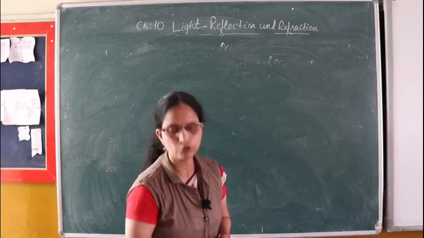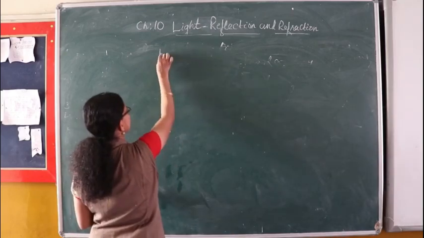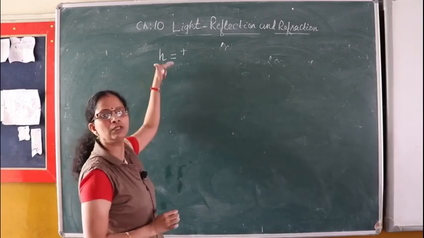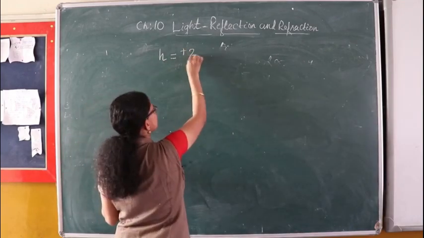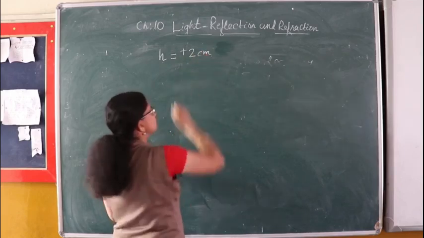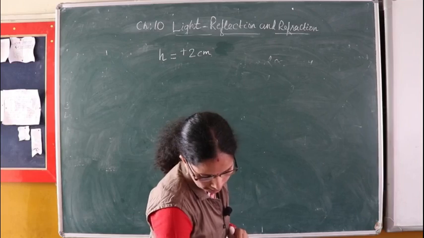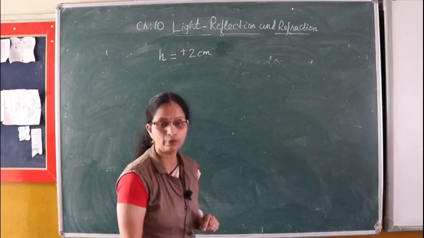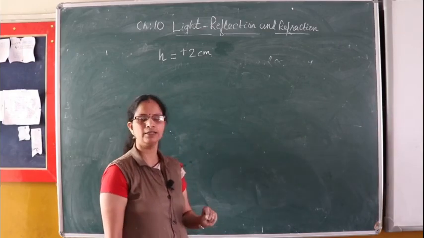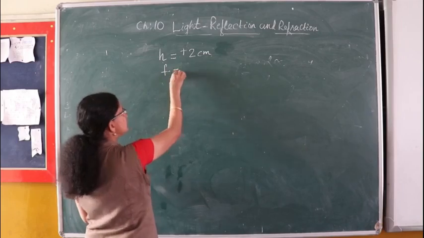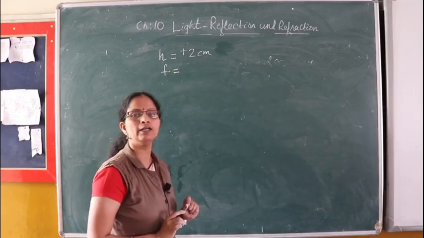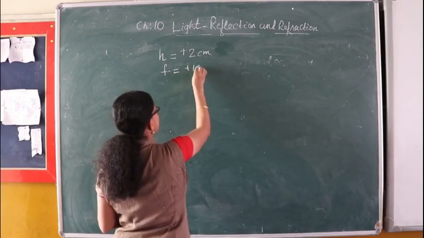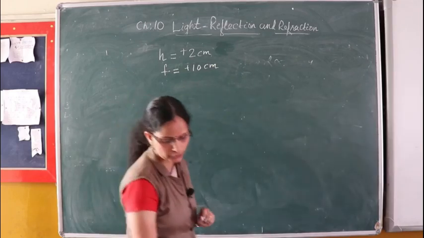So, in the question the height of the object is given. The height of the object we take as h. The height of the object is always measured above the principal axis, so it will always be in plus sign, that is, height of the object is 2 centimeter. It is placed perpendicular to the principal axis of a convex lens of focal length 10 centimeter. So f is given. Since it is a convex lens, its focal length will be positive. So the focal length is given as 10 centimeter.